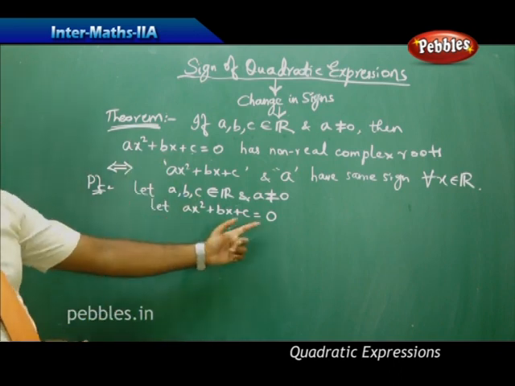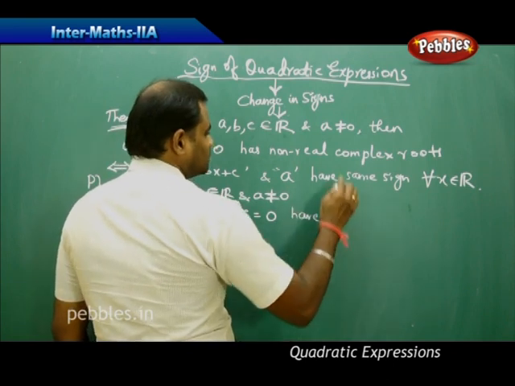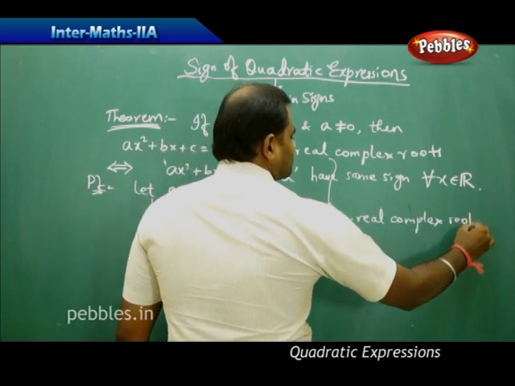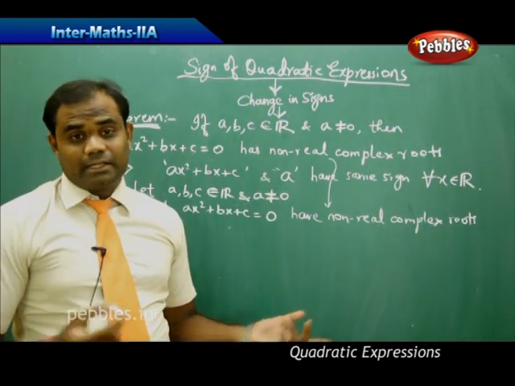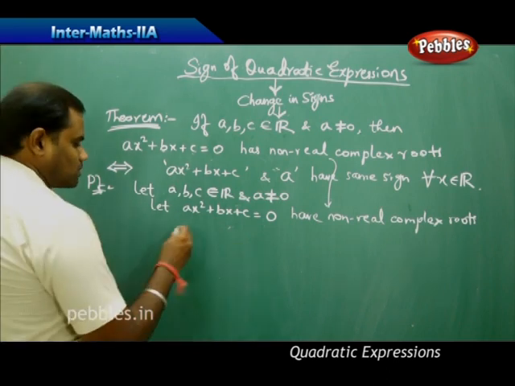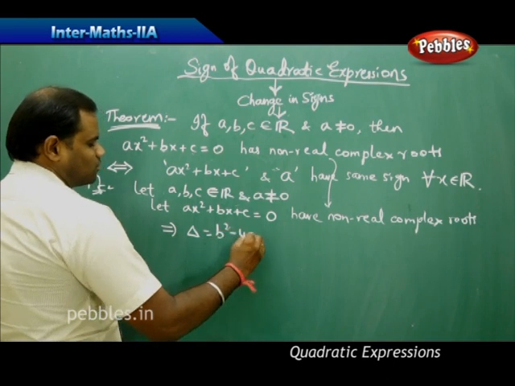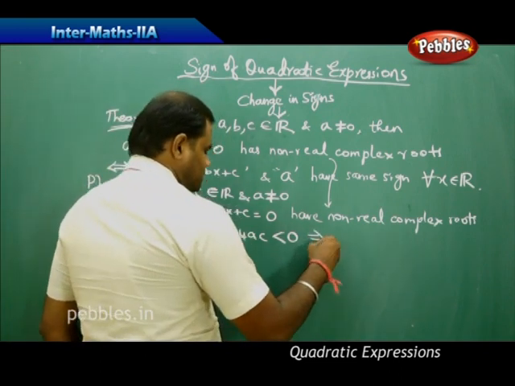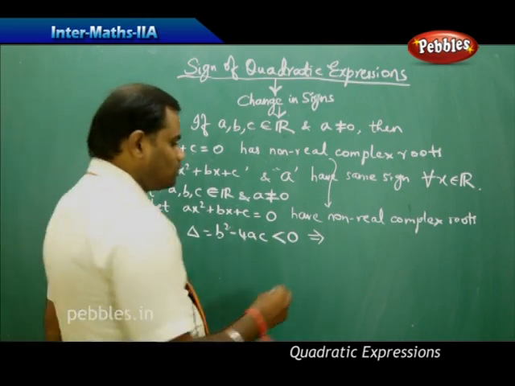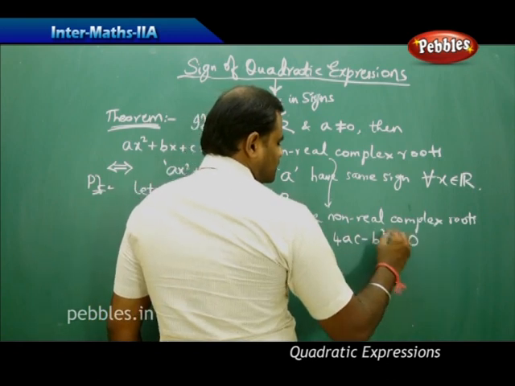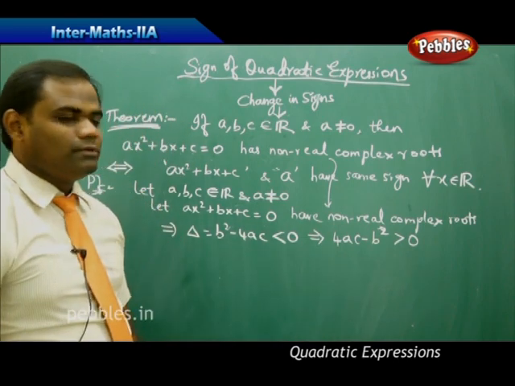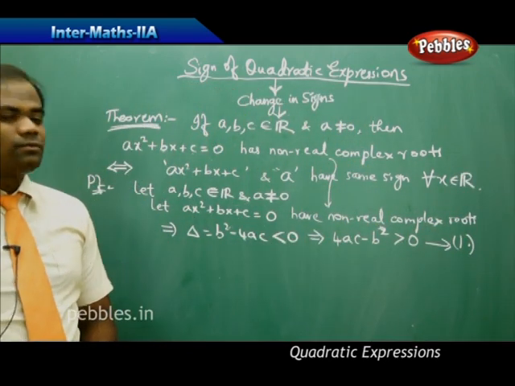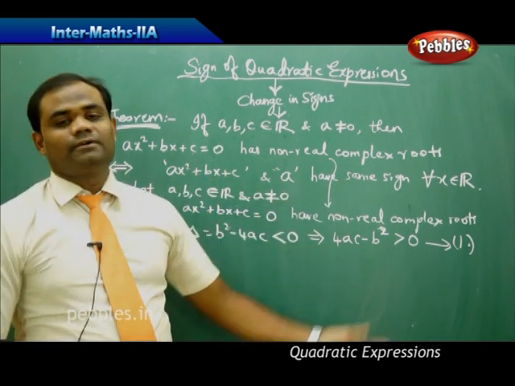Now let ax squared plus bx plus c equal to 0, the quadratic equation, have non-real complex roots. Now we know that when the roots are complex, the discriminant is less than 0. So using the property from nature of roots, this has complex roots implies delta, which is b squared minus 4ac, is less than 0. So this implies 4ac minus b squared is greater than 0. We utilize this in the later part of the proof, where I take this as equation 1. So through this equation 1, let's see how we can show that this and this have the same sign.